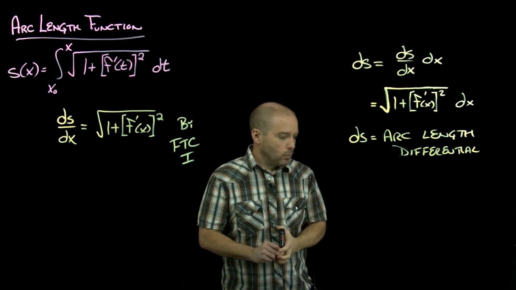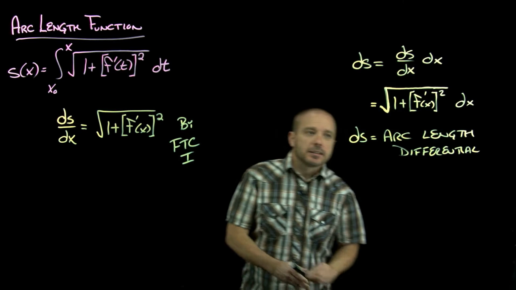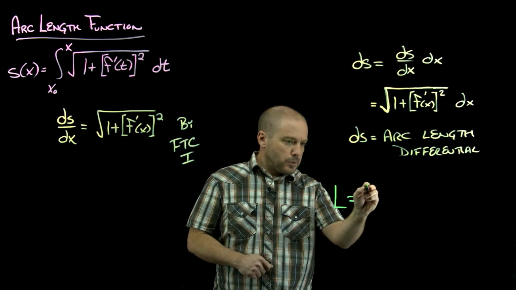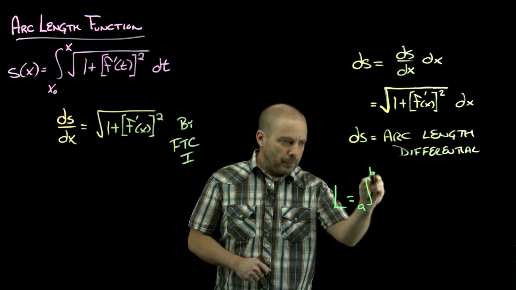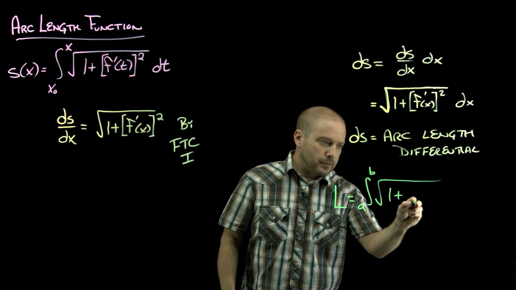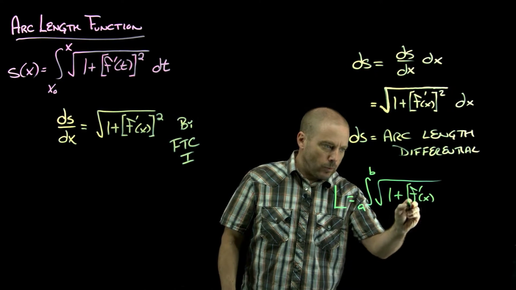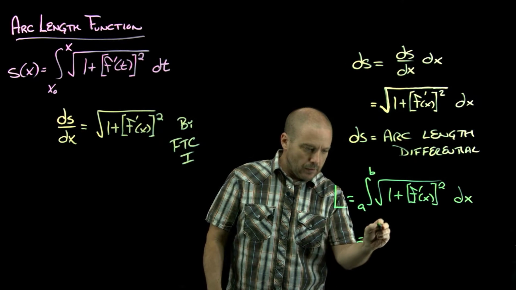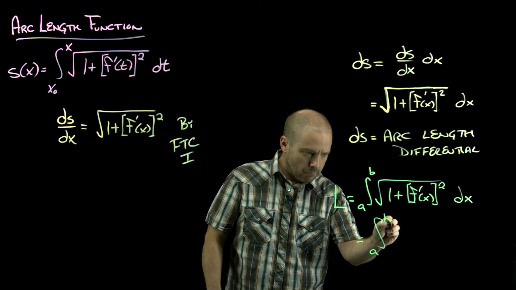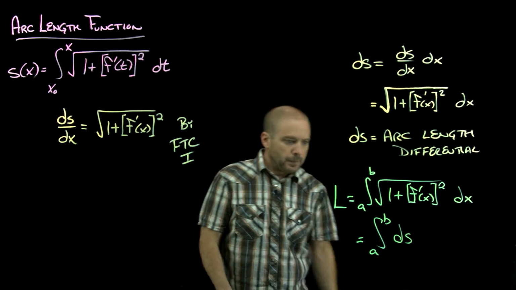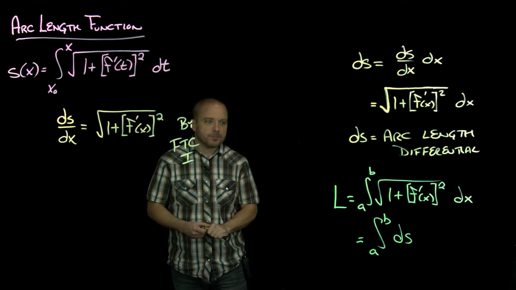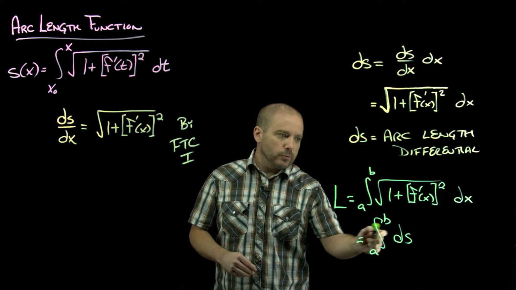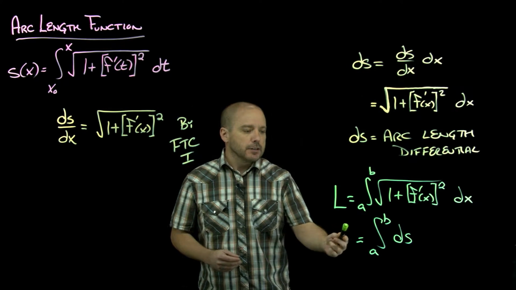And one immediate benefit of this is that now arc length, remember, which was the integral from a to b of the square root of 1 plus f prime of x squared dx, we could just say is the integral from a to b of ds. Now, practically speaking, this isn't very helpful. You still need to know what ds is in order to calculate arc length.